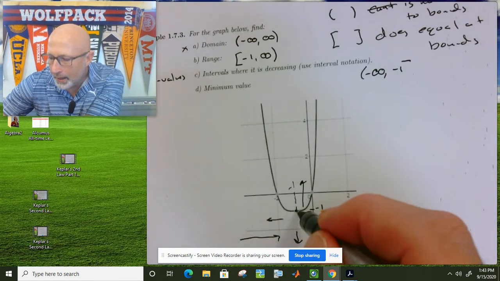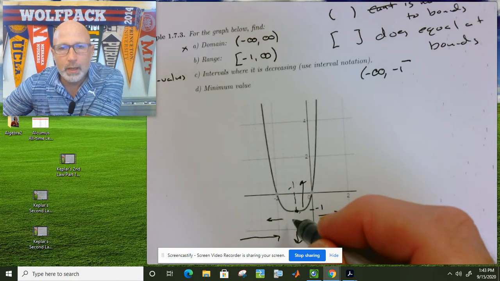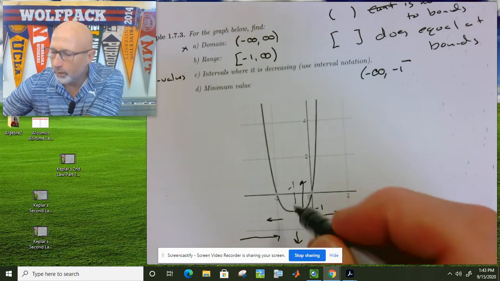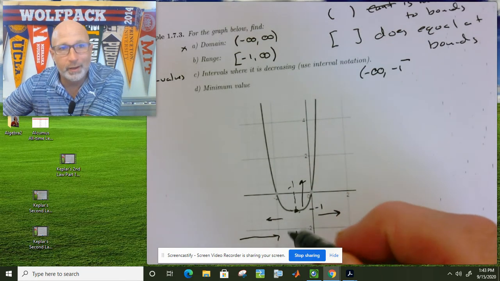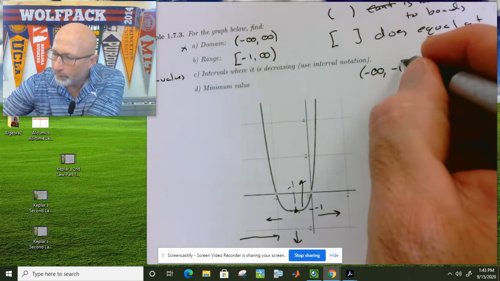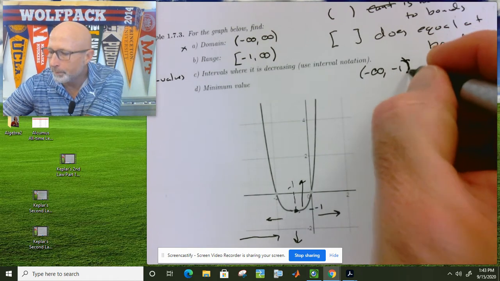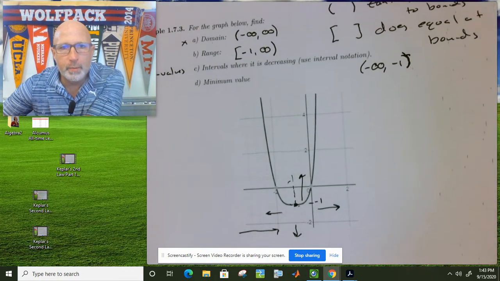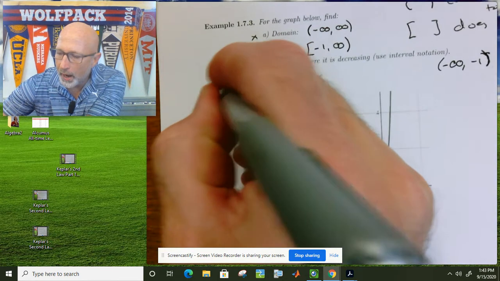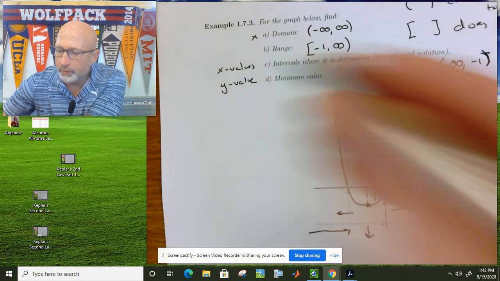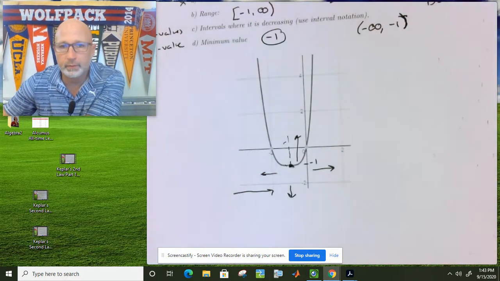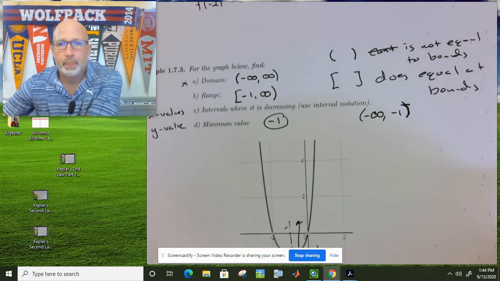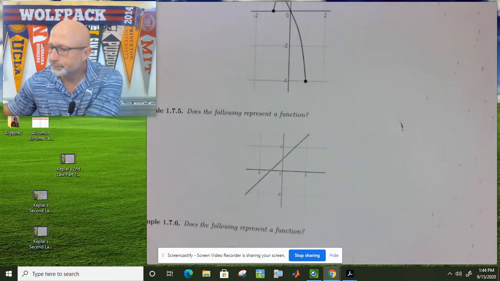Now, at negative 1, it's actually doing neither increasing nor decreasing, because it goes from decreasing to increasing. So at negative 1, it's actually doing neither. So I'm going to put a parentheses on this. And then the minimum value, this refers to the y value. What's the smallest y value you can have here? Well, that's just negative 1. Okay, so that's the answer. Okay, next page.